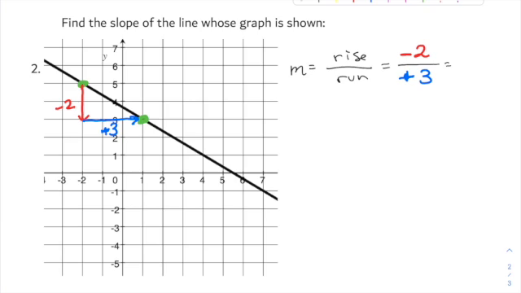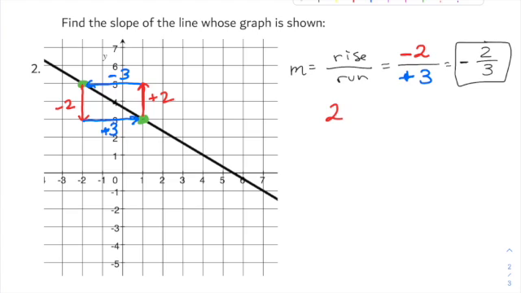Negative divided by positive is negative, and 2/3 does not reduce. There's your answer, negative 2/3. And just look, those same 2 points, what if you thought about it this way? What if I start with that point and I have to go up 2? Well, that's a positive. And if you go to the left now, that's subtracting 3. So you see, you'll get the same idea in the end.